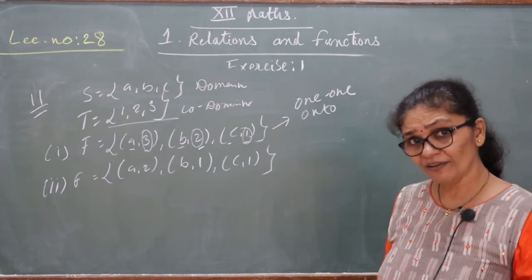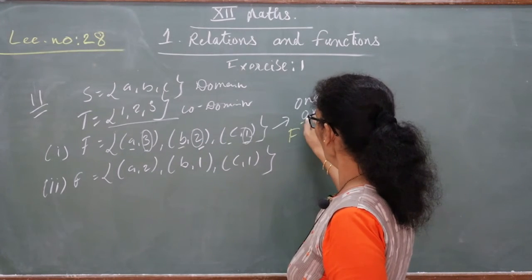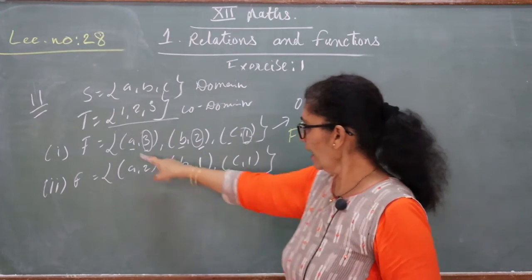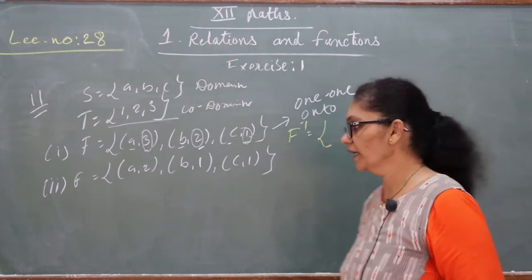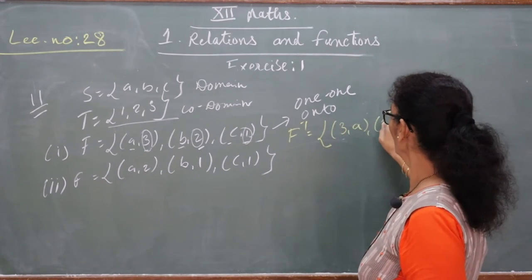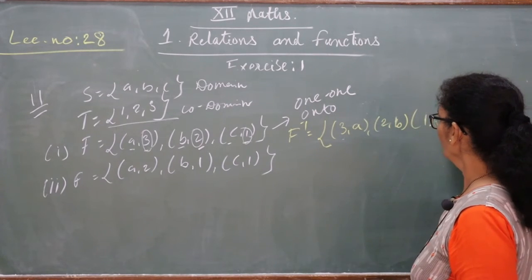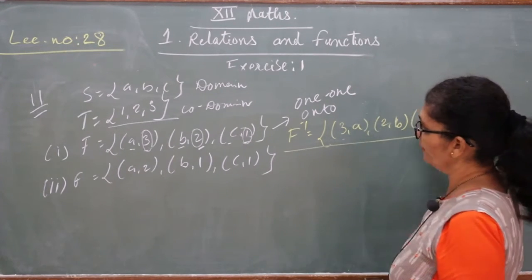Okay, now we are finding the inverse. How can you find the inverse of f? So f inverse equals, now question became answer, answer became question. So we can write (3, A), (2, B) and last (1, C). So this way you get f inverse.